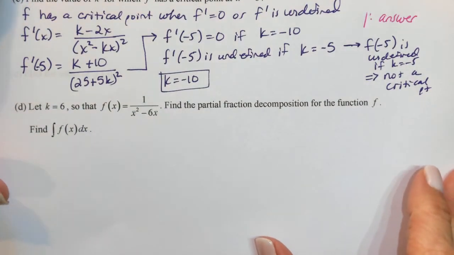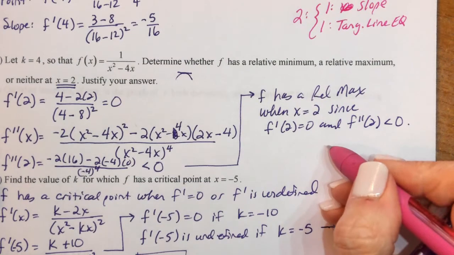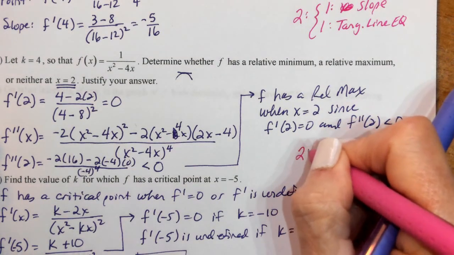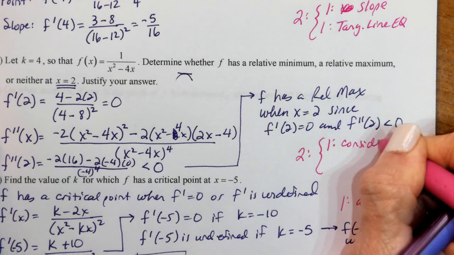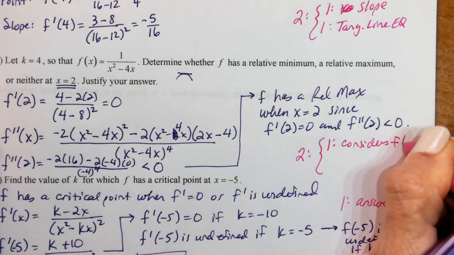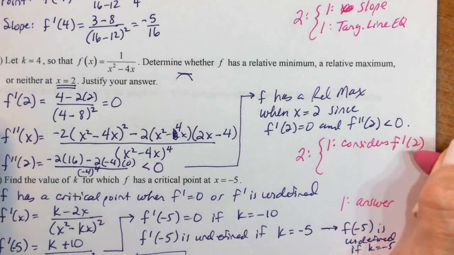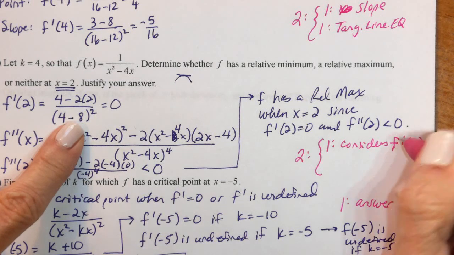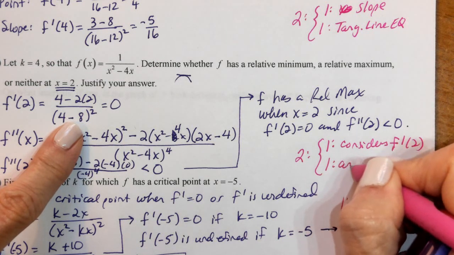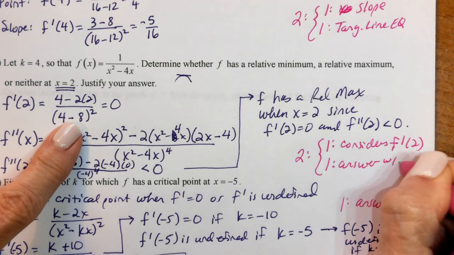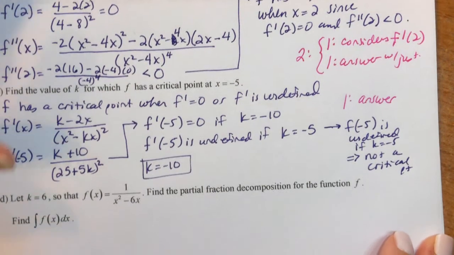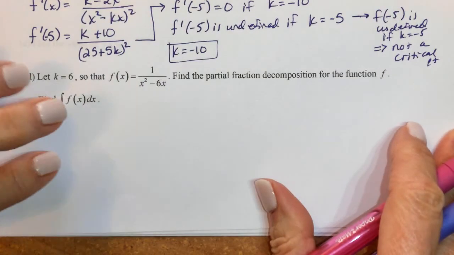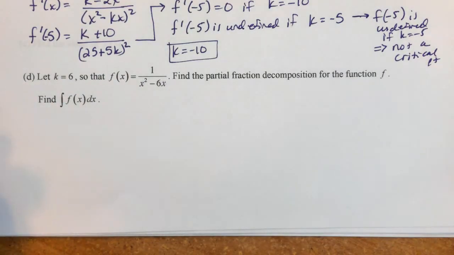Part D. Oh, I didn't give you the points for Part B. For Part B, this was worth 2 points. 1 point for considers f prime at 2, which we did right at the beginning, and 1 point for our answer with justification. So we've had 5 points. That means down here this is going to be worth 4 points.